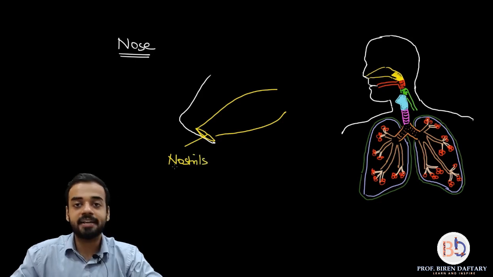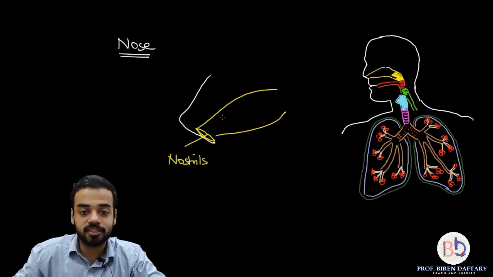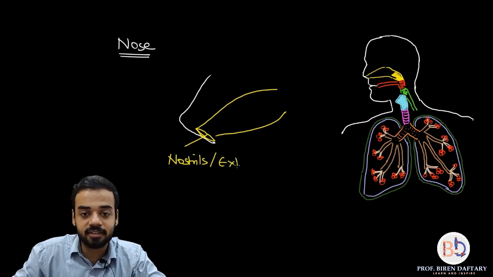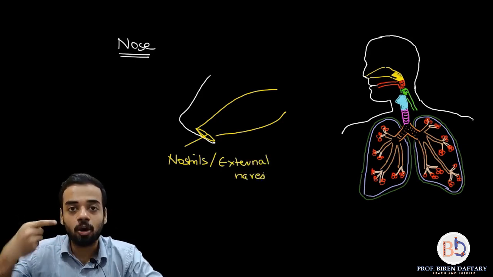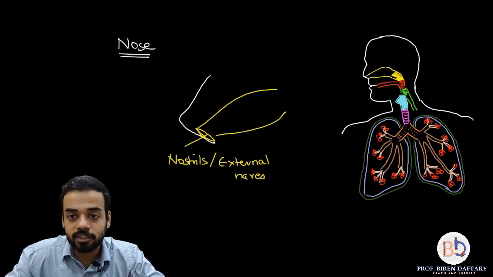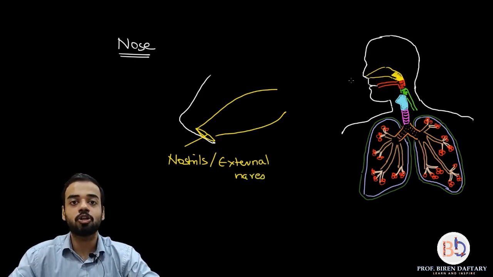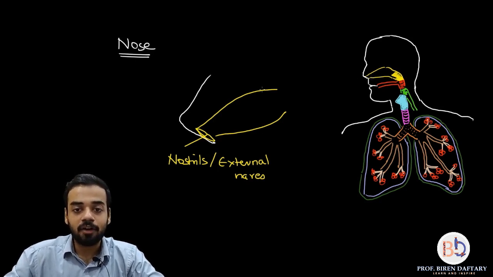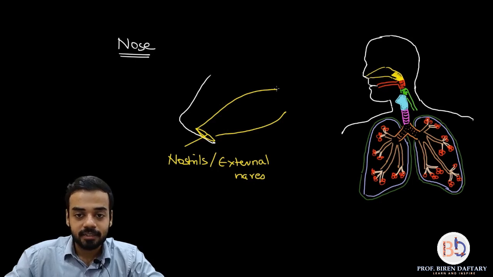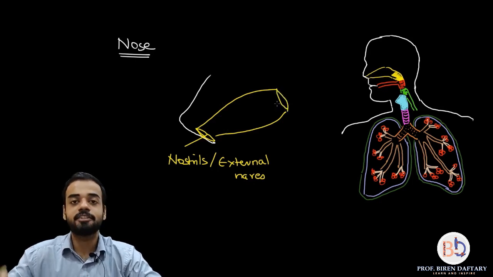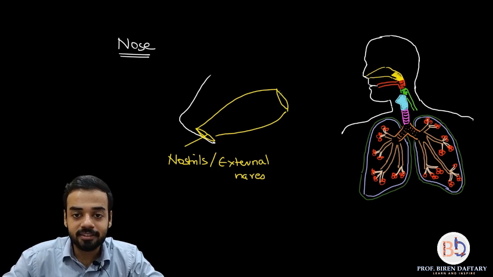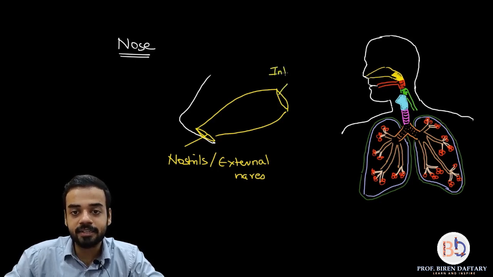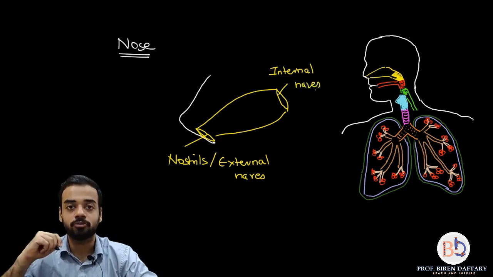So the air enters the nose through the openings called nostrils. They are also called external nares, external because they are towards the outside of the nose. So this opening is called nostrils or external nares. Similarly, after this entire passage, there is a part present inside the nose, and this part is called internal nares. You cannot see the internal nares because they are present inside your nose.